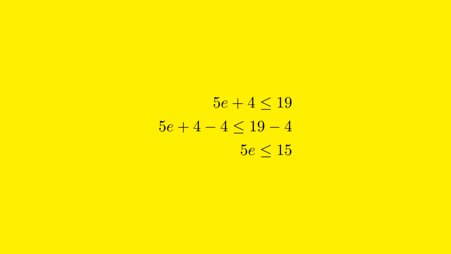So we subtract 4 from 5e plus 4, which leaves us with 5e on the left side. On the right side, we subtract 4 from 19, which gives us 15. This alters the inequality from 5e plus 4 is less than or equal to 19 to 5e is less than or equal to 15. This means our new inequality is 5e is less than or equal to 15. The subtraction step helps us reduce the inequality to a simpler form, focusing on solving for e alone in the next steps.